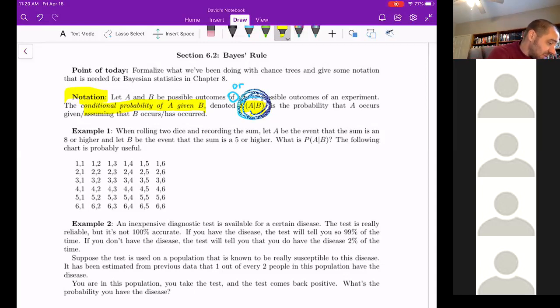So here in this example, A is the event that you roll 2 dice and you get an 8 or higher in the sum. And then B is the event that you roll 2 dice and you get a 5 or higher. Okay, so let me just start by asking you this. If somebody just asked you, hey, probability of A, just by itself. So I ask you, you're going to roll 2 dice, record the sum. What's the probability you get an 8 or higher? What's the answer there?